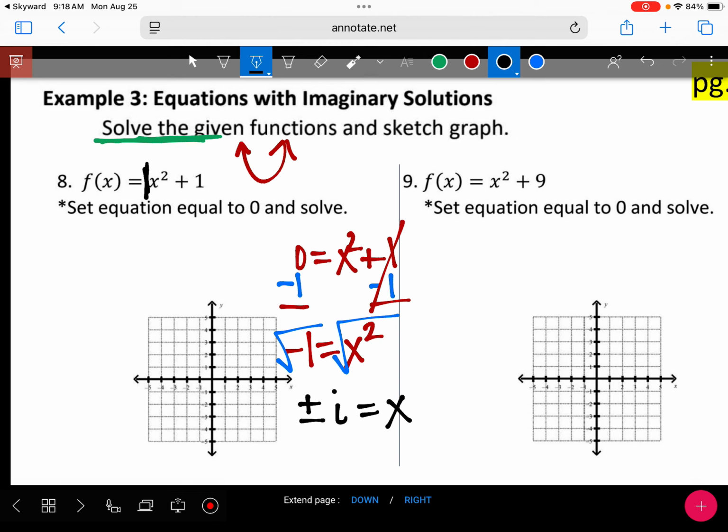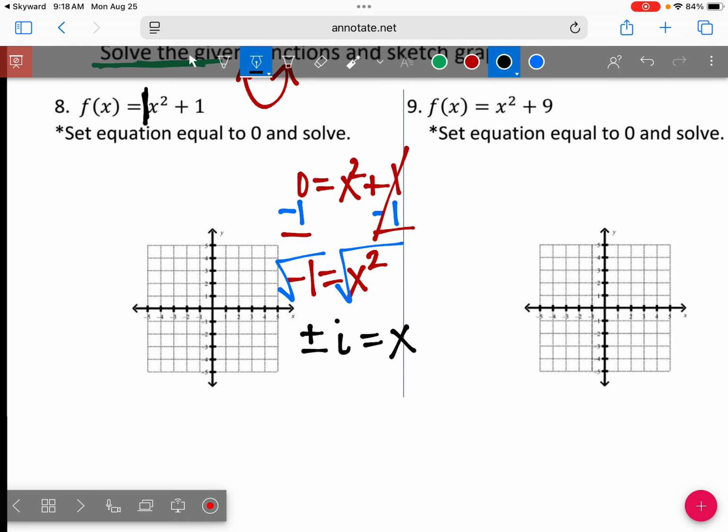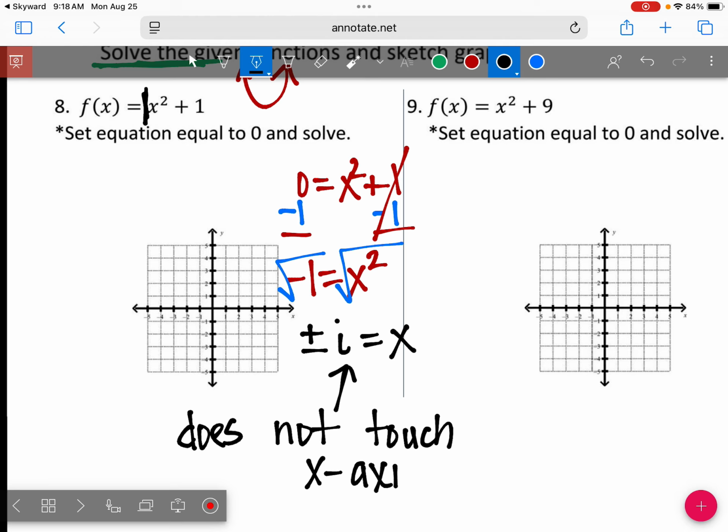So whenever you have an i, that means, because that's not real, it will not touch the x-axis. Because it's i, what I'm going to do is draw a smile that does not go down far enough to touch x. So as long as it's a smile, that's all that matters.